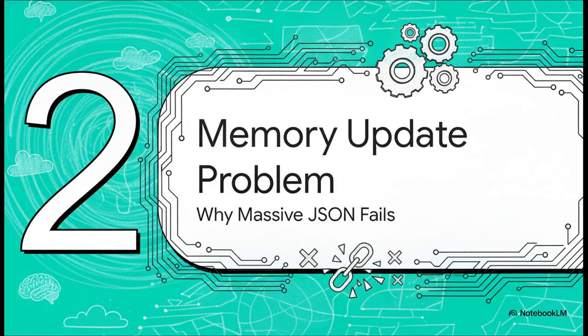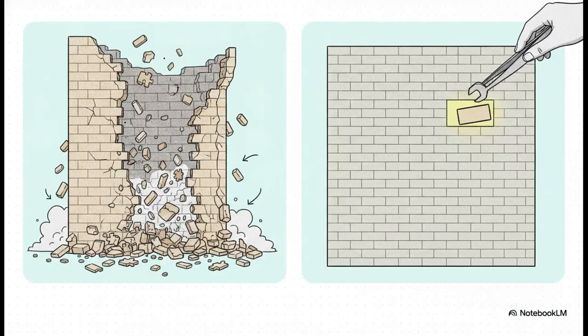Section 2. The memory update problem and why massive JSON fails. So updating this memory over time without breaking everything is a massive technical headache. When you force an LLM to completely rewrite a giant JSON structure, it's literally like knocking down an entire brick wall just to fix one tiny crack. You risk massive data loss and hallucinations because the model inevitably drops context while regenerating the whole file.